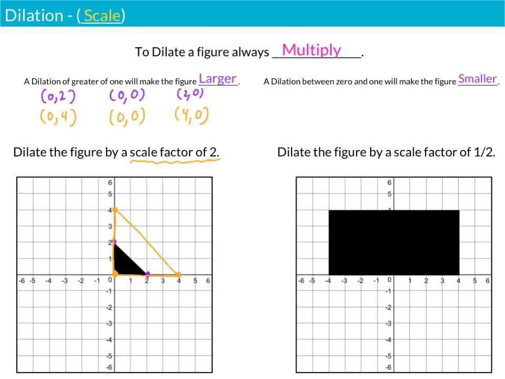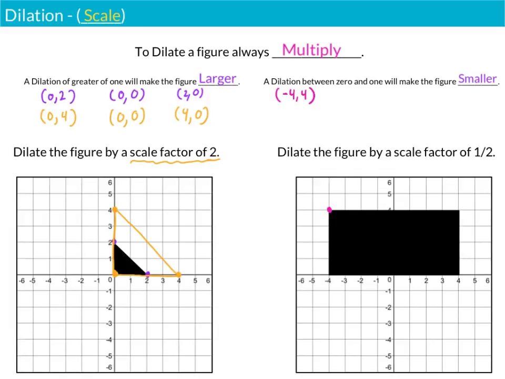Now looking at our other example there, it says dilate the figure by a scale factor of 1/2. So again, we're going to need the points before we go ahead and get started. So our first point that we're going to have is at -4, +4. So we got -4, +4. And now we're going to have to be multiplying by 1/2, or we could also be dividing by 2.